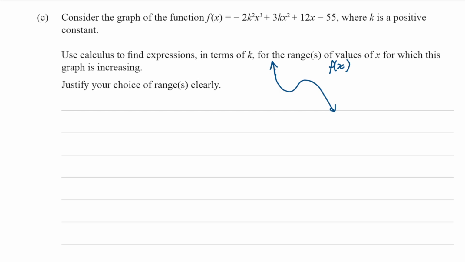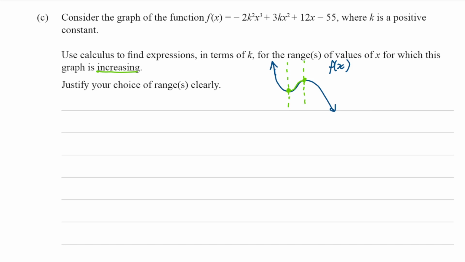And we're trying to find the ranges of values of x for which it is increasing. So that will be this section right here, between the minimum and the maximum. So all we need to do is find those x values of the turning points. Because once we have those, we can say that x must be between those values. Alright, so how do we do that? Well, we know that the turning points have a gradient equal to 0. So if we have the gradient function, we could equate it to 0 and solve for x.